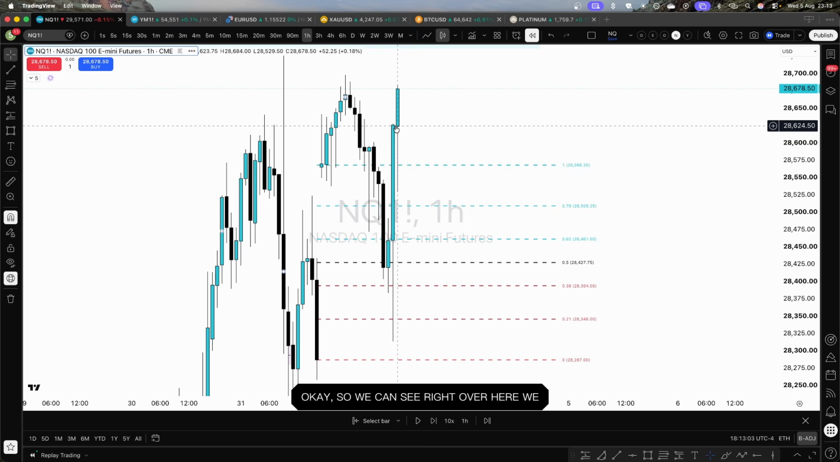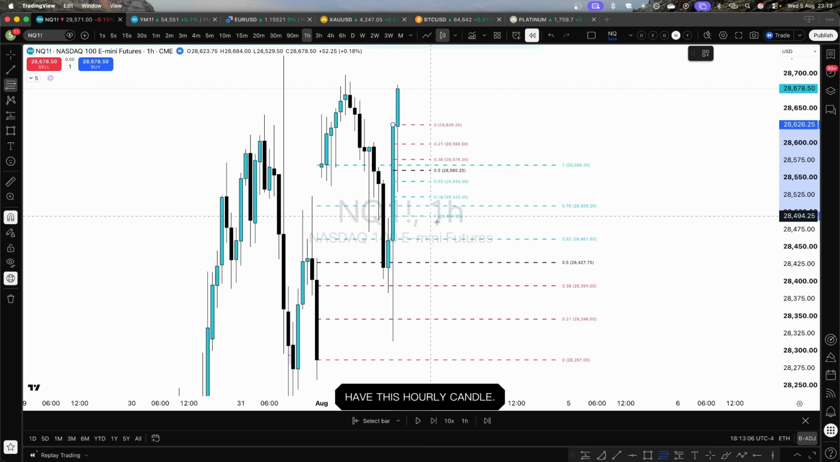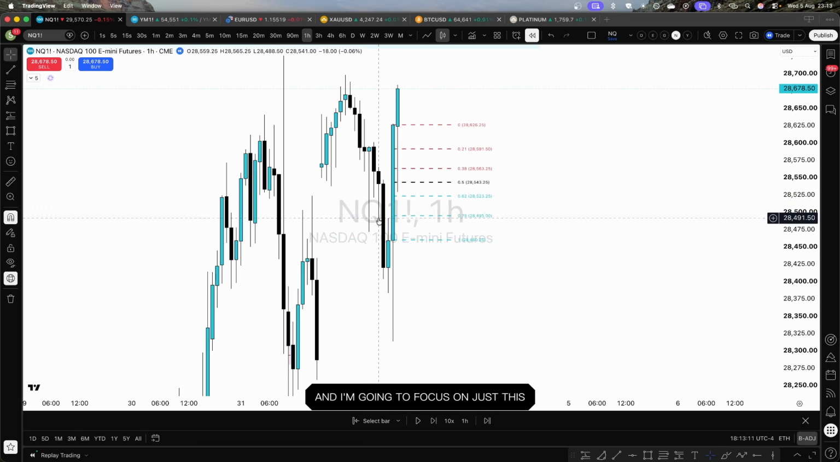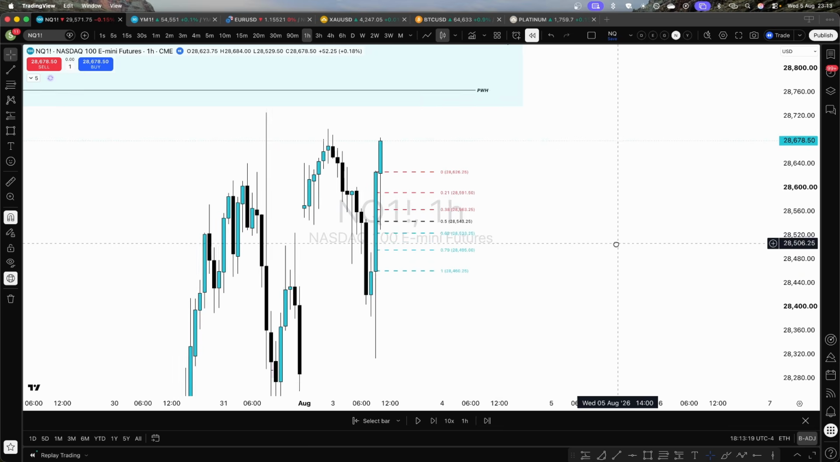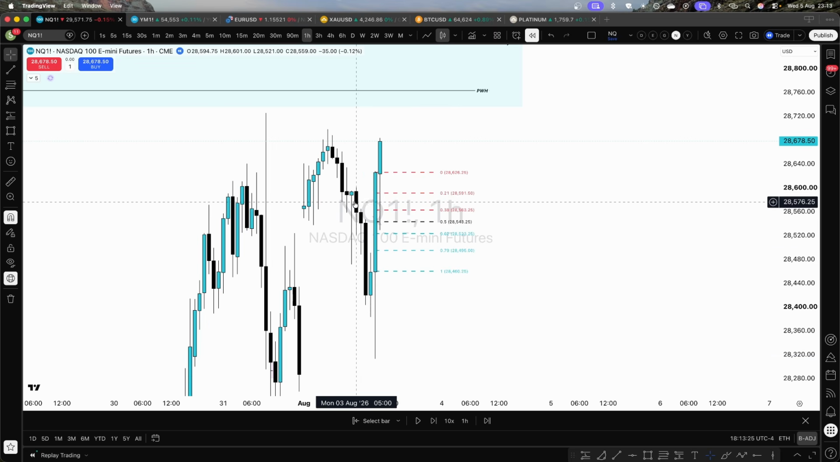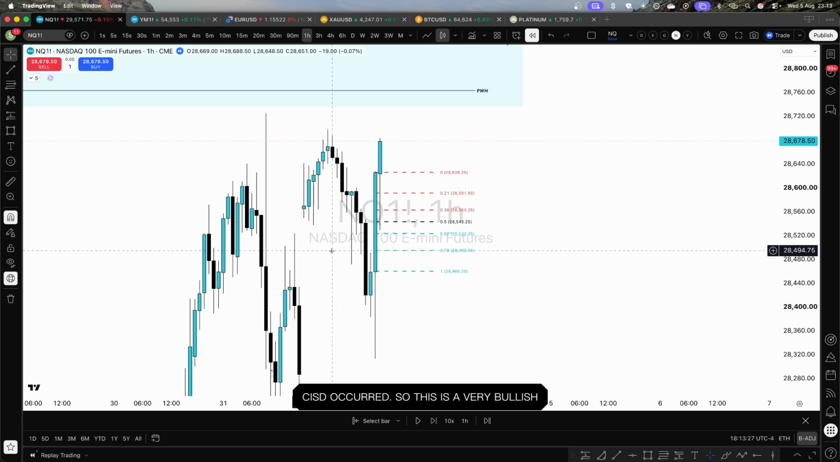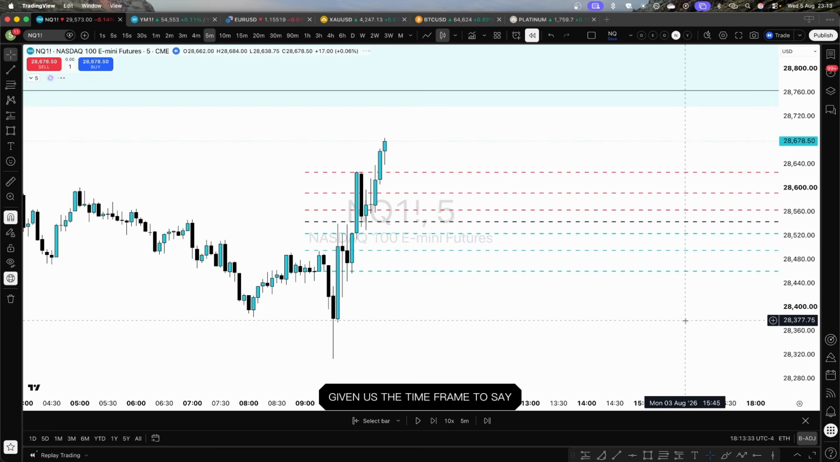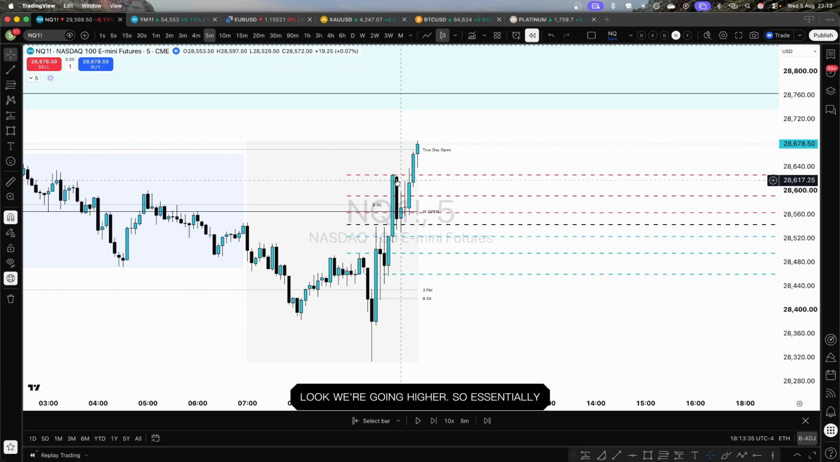So we can see right over here, we have this hourly candle, and I'm going to focus on just this hourly candle here, because we've now had a bullish close on here. This is a signal that the market wants to go higher. We've had a liquidity sweep right over here. CISD occurred. So this is a very bullish candle. The market has given us the time frame to say, look, we're going higher. Essentially that candle closed there, and right over here, we can see the 10:05 macro.